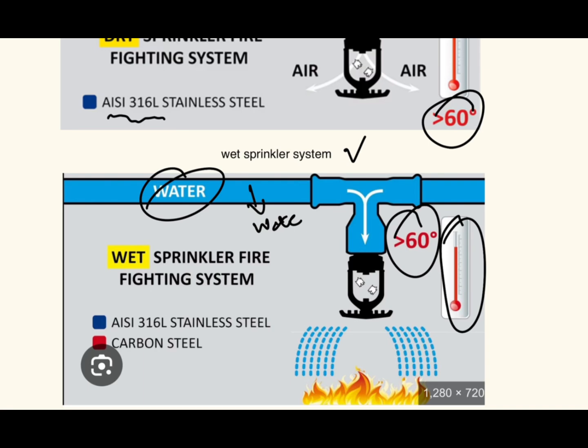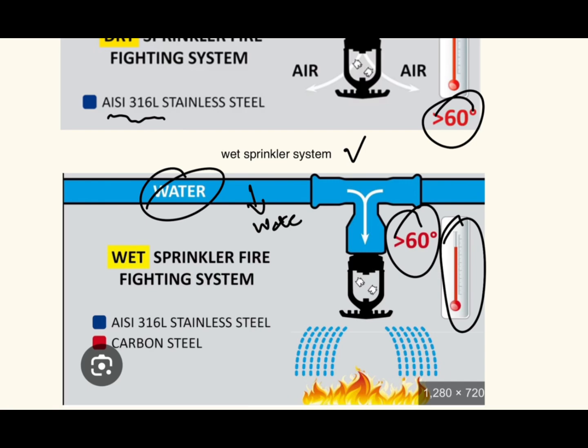Another point is that there could be multiple wet sprinklers installed in different places on the ceiling, but only the sprinkler head near the fire activates, not all at once. So that is important. If we have multiple sprinklers all over the place, then only that particular sprinkler which is very close to the fire will be triggered. This limits water damage to the affected area only, right?